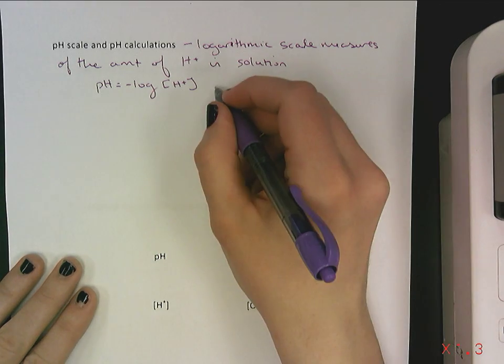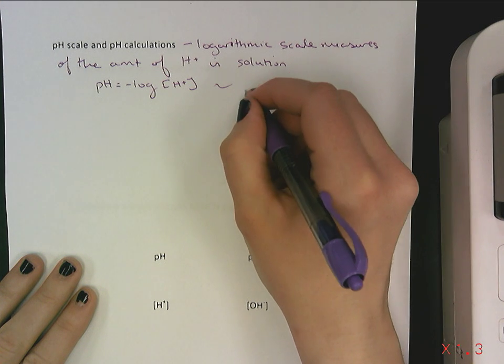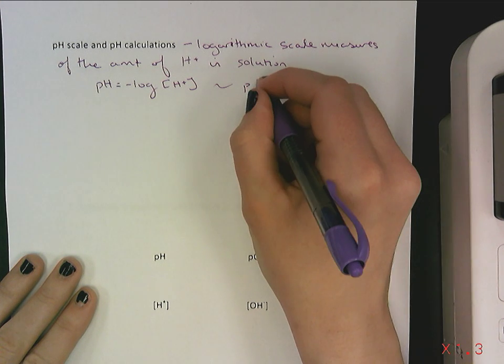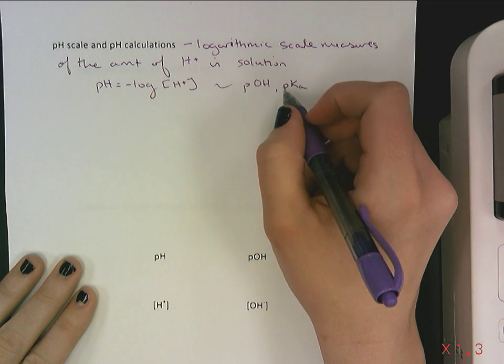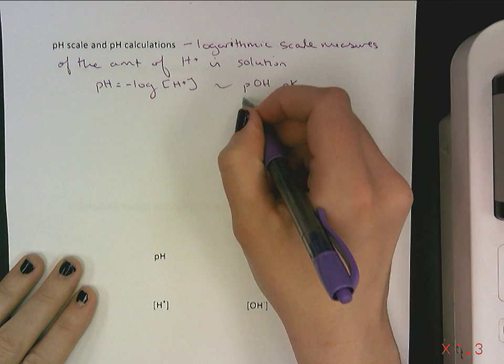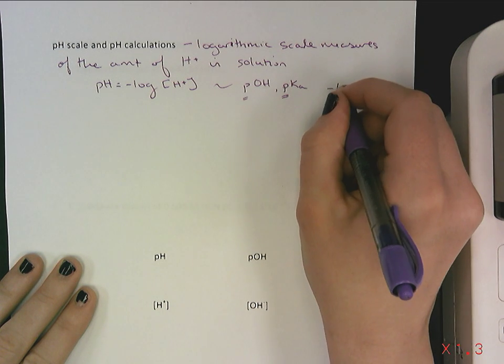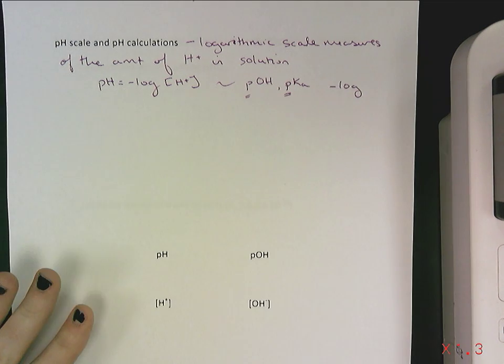And in fact, what you'll note over time, we're going to use a lot of things with a little p out front, like for example pOH, eventually pKa, etc. And in all of those cases, all that means is that little p indicates a negative log and a log scale kind of thing.